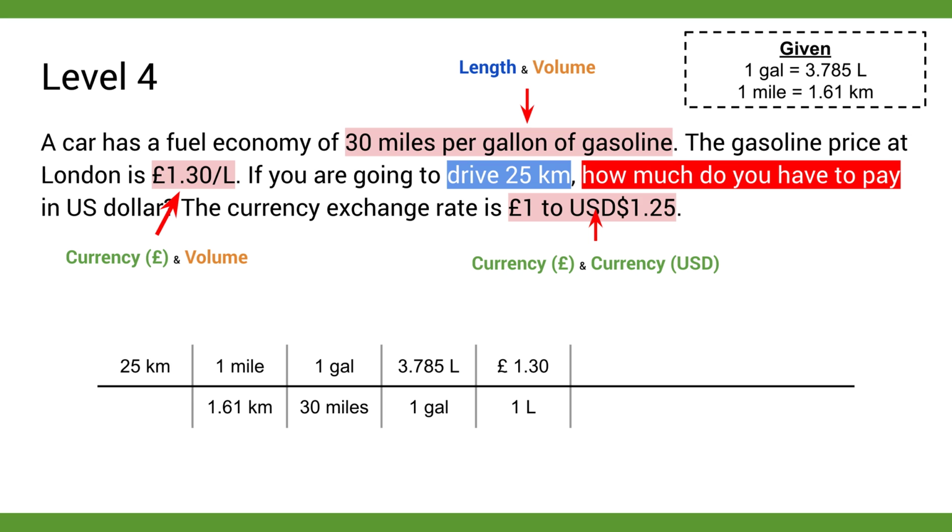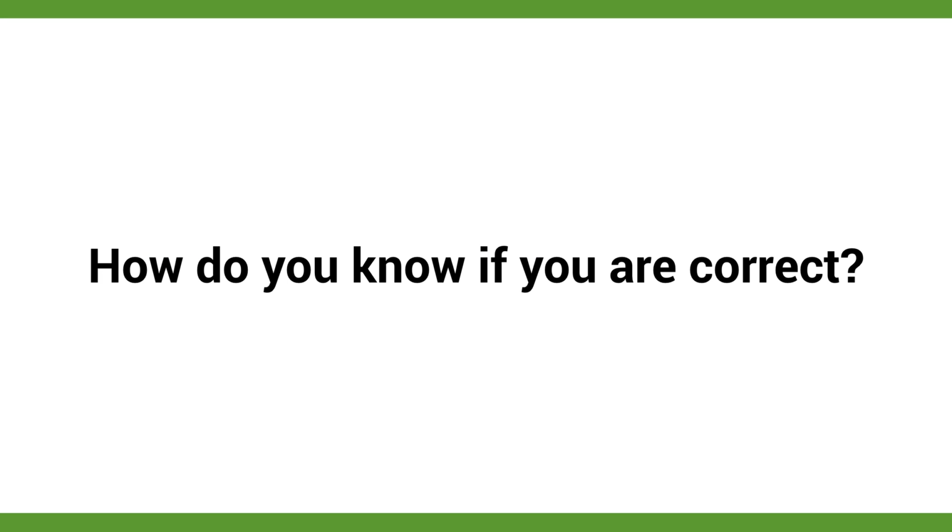Okay, so if you do everything right so far, we'll get the answer in pounds, but we want it in US dollars, and that is the reason why we place our final conversion factor right there. It's 1 pound in the denominator, and then 1.25 US dollars in the numerator. So if you do everything correctly, you should be able to check with your units. How do you know if you're correct?